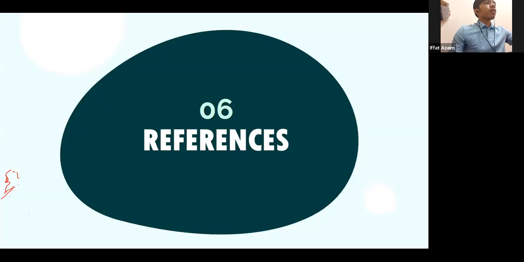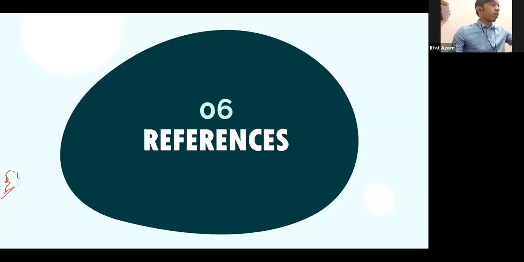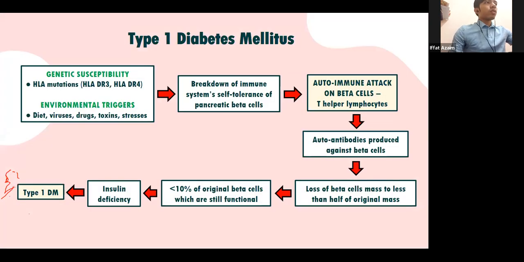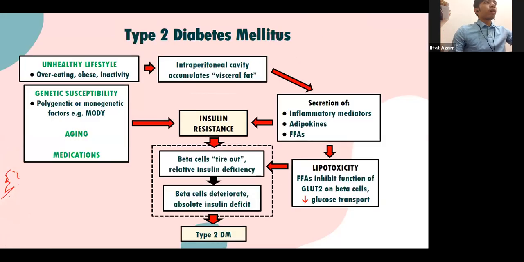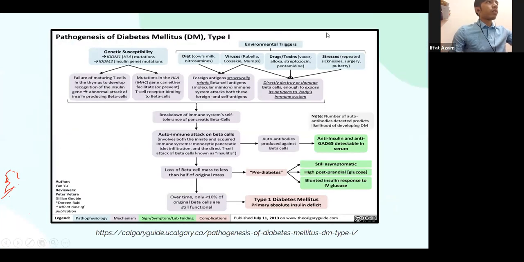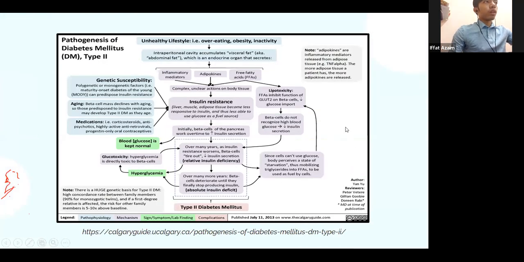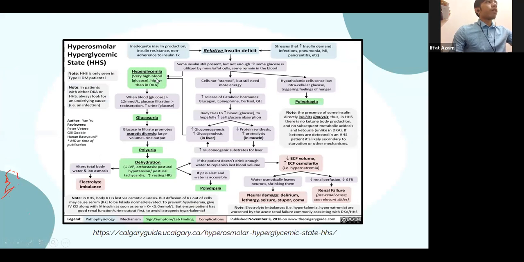as the diagnosis for our patient. So I guess that's all, and this is my reference. Regarding the pathophysiology and also complications, this is the simple flow for my presentation. However, if you want more detail, you can see this picture for the pathogenesis of diabetes mellitus type 1, the pathophysiology of DKA, the pathophysiology of diabetes type 2, and also the pathophysiology of HHS, the hyperosmolar hyperglycemic state. So I guess that's all from me.